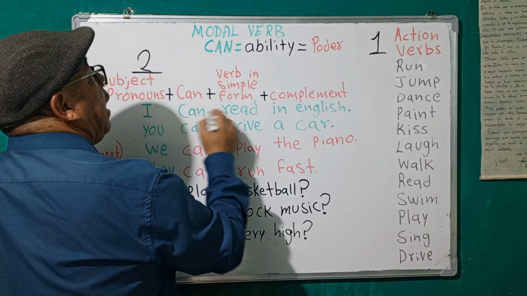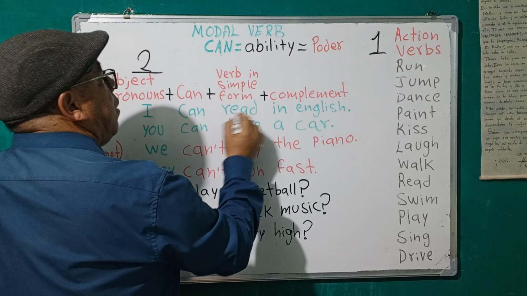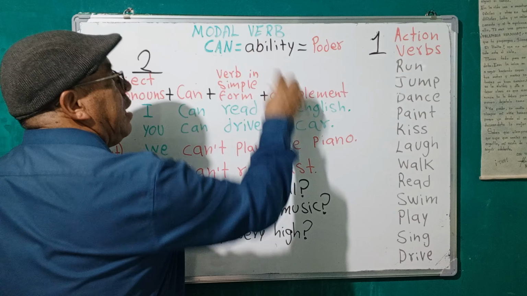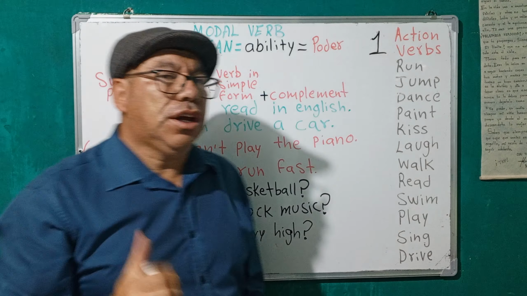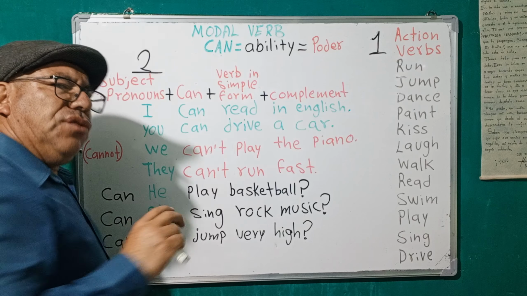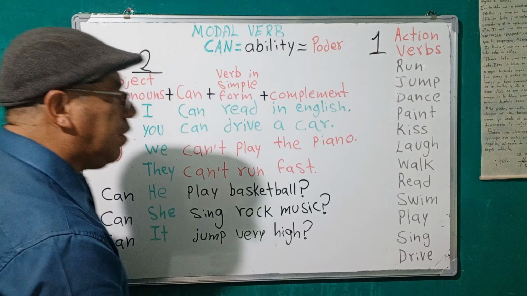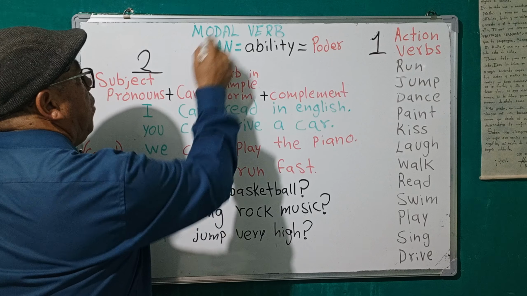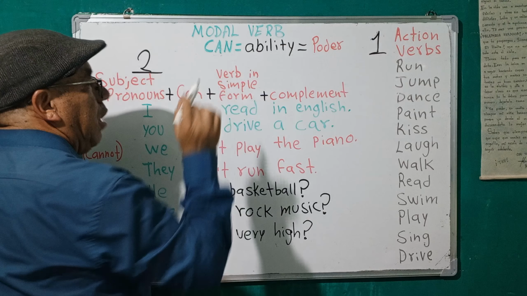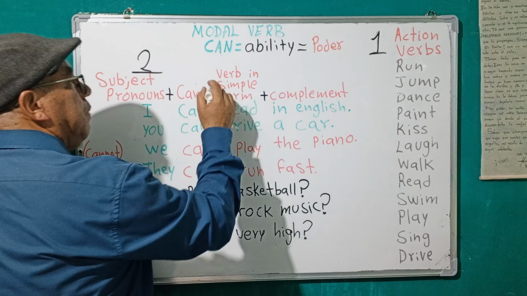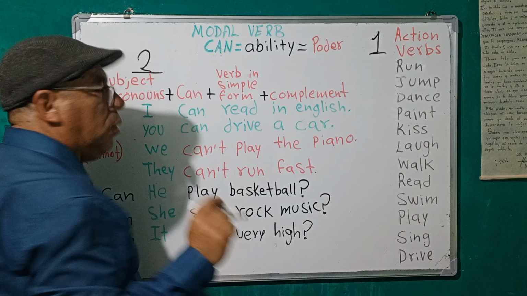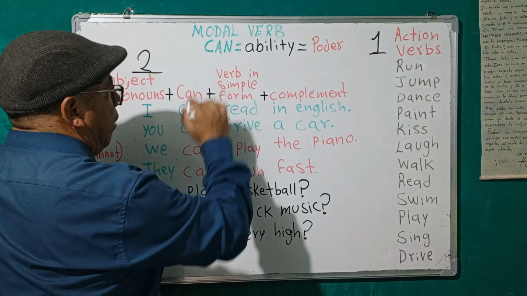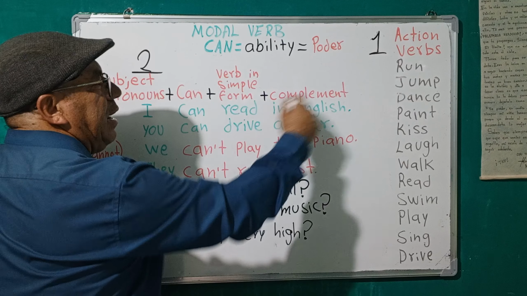So I can plus verb in simple form: I can read in English. That is my ability. Now, tell me, guys, about your abilities, but first, check the structure. The structure is subject plus modal verb can. After the modal, my dear friends, you have to write the verb in simple form. That's a rule. Subject, modal verb can, verb in simple form, and any complement.